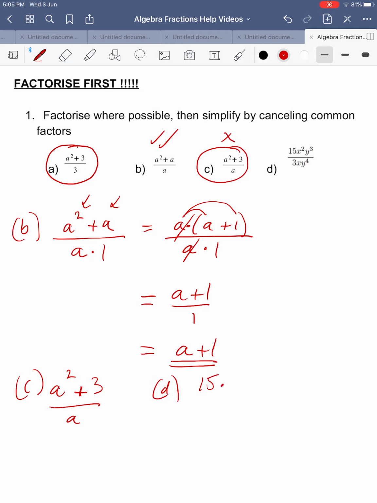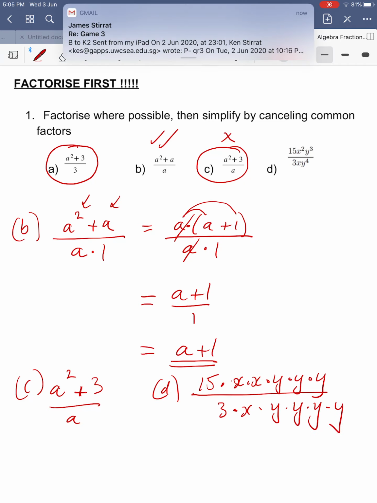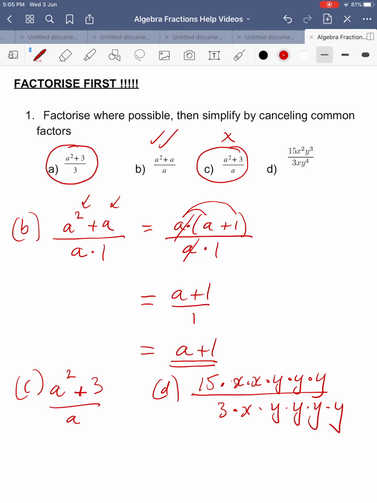This is 15 times x squared times y cubed. And on the denominator, 3 times x times y to the 4. You don't have to set it out like this, but you can to help see what's going on. And you can clearly see, can't you, that 15 is a factor on the top, x, these are all factors. They're all being multiplied so we can cancel. Okay, we can only cancel things that are multiplying the whole of the top and bottom. Y is cancelled, y is cancelled, y is cancelled.